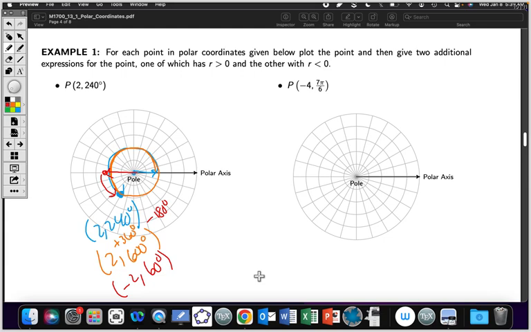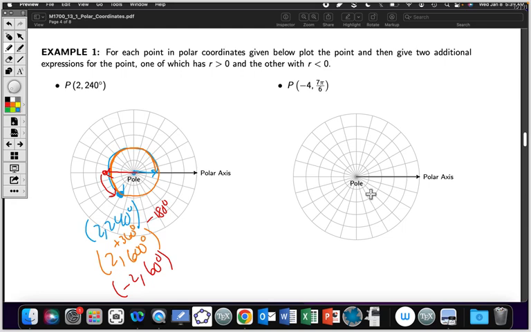Okay, and because of coterminal angles, now I can just start adding and subtracting 360 to all of these values, and I can get infinitely many representations for that one point. All right, let's move along here to the next one.